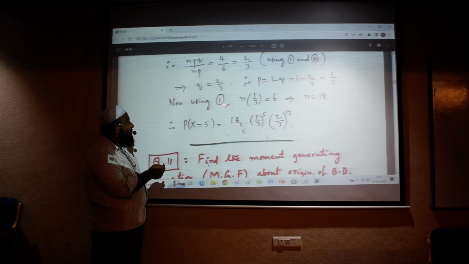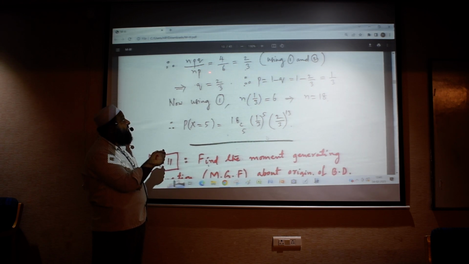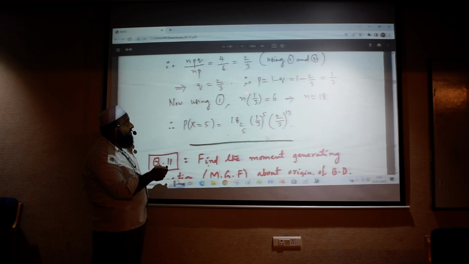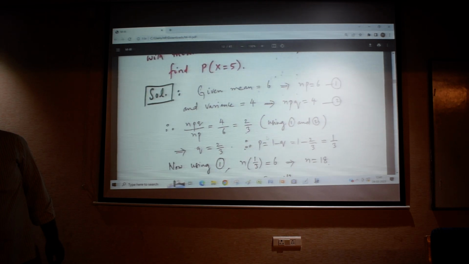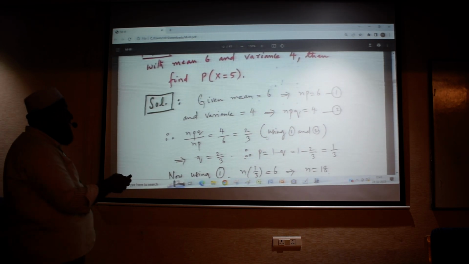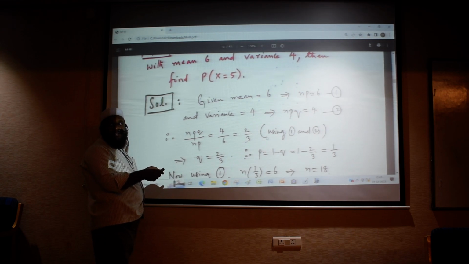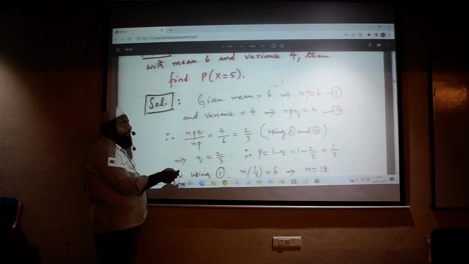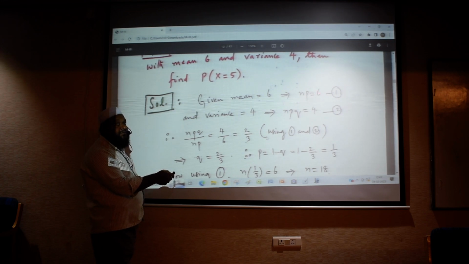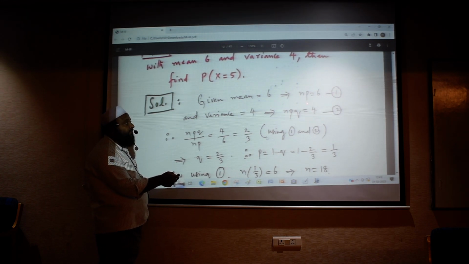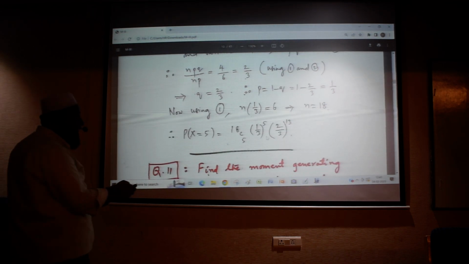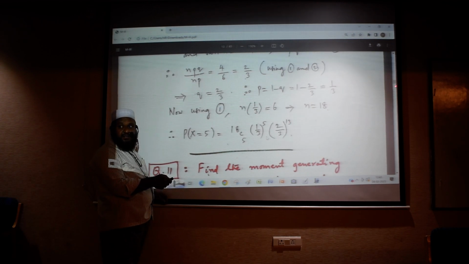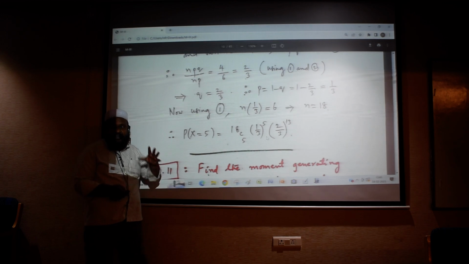Now using n into 1 by 3, where am I using this one? The first equation or the second equation? The first equation, np. Yes, sir. So if you substitute in np, the p value is 1 by 3. So n into 1 by 3 is equal to 6. After simplification, n is equal to 18. Very nice. Good. So n is decided.